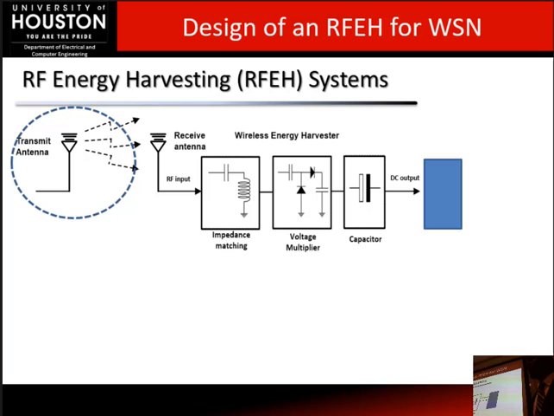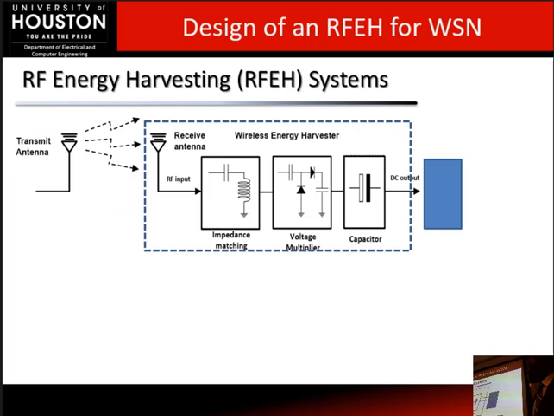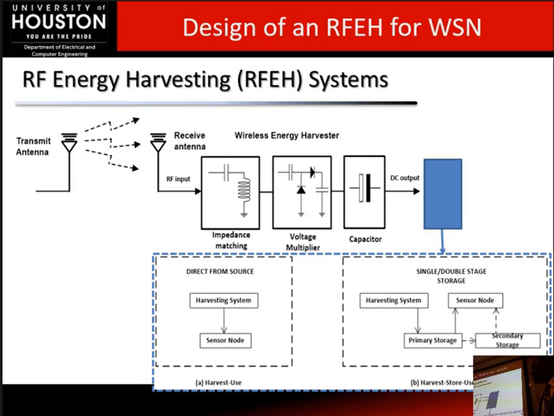The first part consists of a transmit antenna. This is a source, the radio frequency source. The second part is actually the receiver and converter. This is the harvester that receives the radio signals, converts them into a DC voltage, and supplies it to an application or storage device.